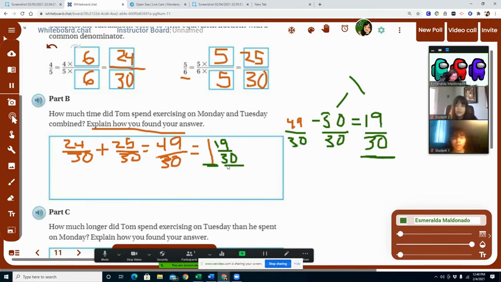And then notice that it says explain how you found your answer. So basically what you want to explain is that we added the numerators and kept the same denominator. And then we regrouped, right? We took out the 30 over 30. So just make sure that you explain that as part of your answer. So we converted the fraction greater than 1 and made it into a mixed number.